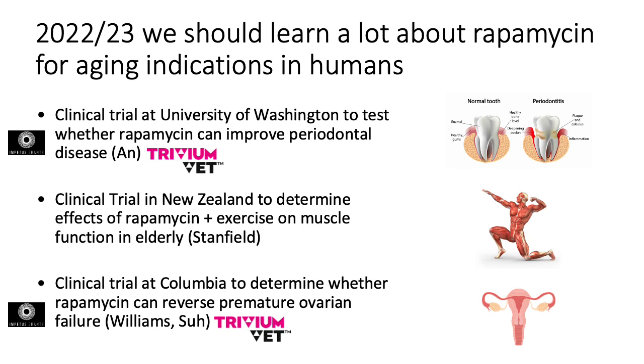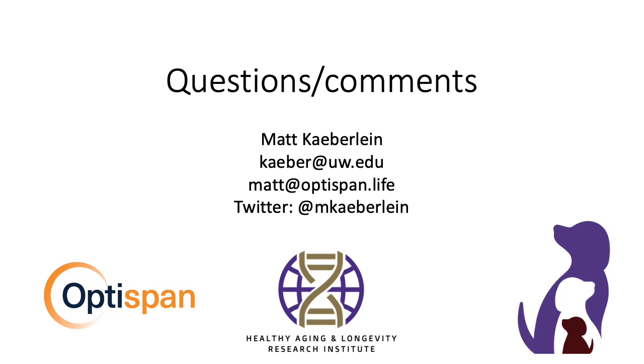Brad Stanfield in New Zealand is raising funds for this study, so they've got the protocol approved to look at the effects of rapamycin plus exercise on muscle function in elderly people. And then Zev Williams and Yushin Su at Columbia, also funded by the Impetus Grants Program, also using this enteric-coated form of rapamycin, are looking at premature ovarian failure in women. So, hopefully these studies will start on track this year, and maybe next year we'll have some ideas as to whether or not rapamycin is effective for these conditions. Okay, so for that, I'll stop, and I'll be happy to take some questions.